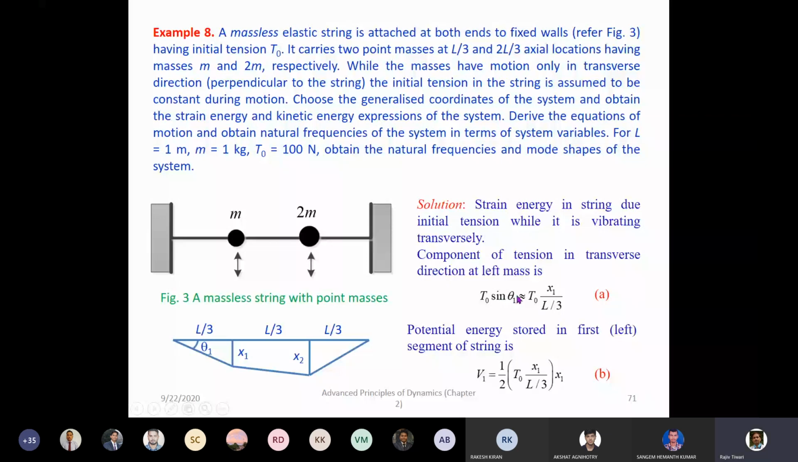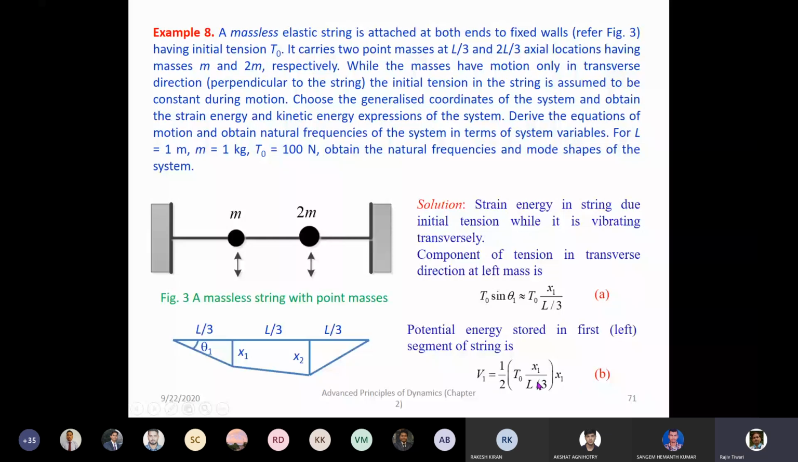So this is the component of the tension along the displacement direction. So this is the force which is acting when this is getting displacement in the x direction. So the force into the displacement x will give the potential energy stored in the first part of the string when we are having x1 displacement. So hope this is clear.